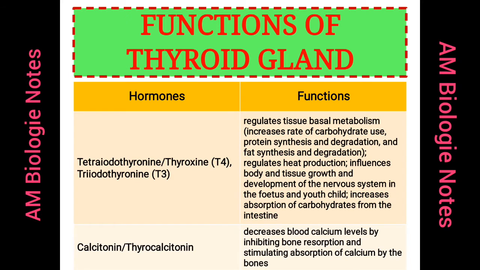Thyroxine hormone regulates tissue basal metabolism by increasing rate of carbohydrate use, protein synthesis and degradation, and fat synthesis and degradation. Regulates heat production, influences body and tissue growth and development of the nervous system in the fetus and young child. Increases absorption of carbohydrates from the intestine. Calcitonin decreases blood calcium levels by inhibiting bone resorption and stimulating absorption of calcium by the bones.